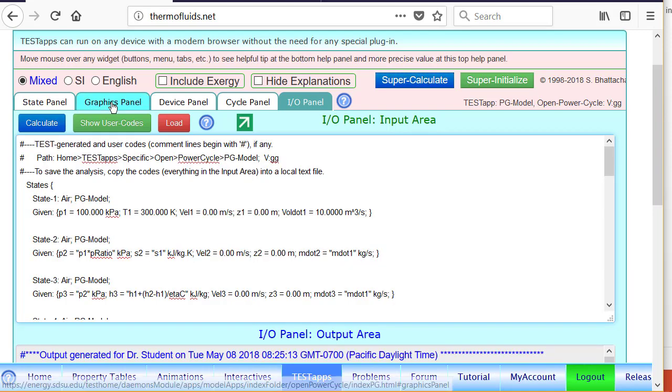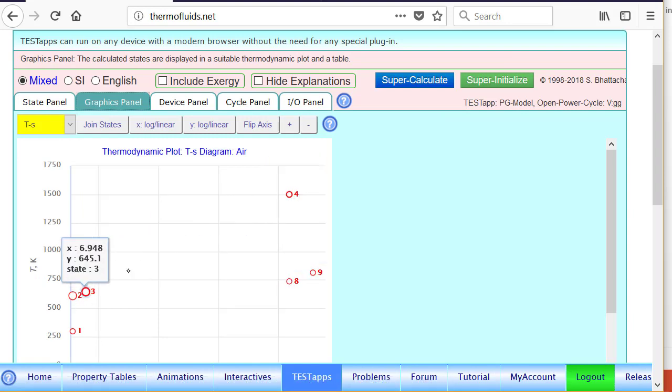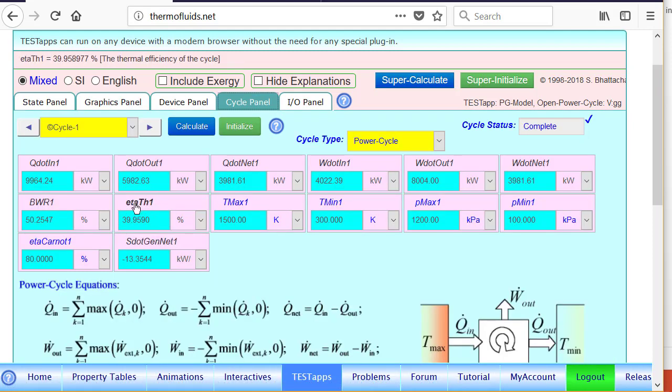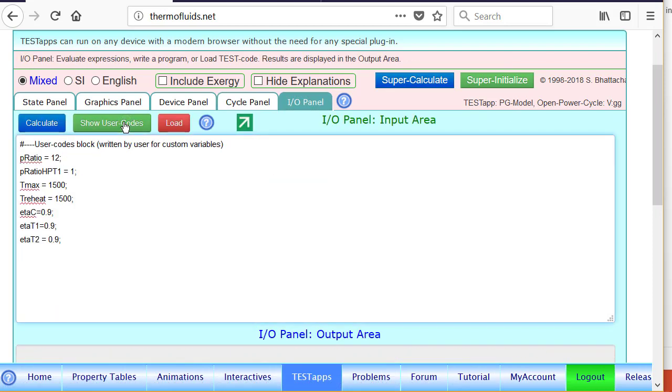So if you come back to the graphics panel, if you notice, the TS diagram resembles the old one, except the state numbers have moved slightly, and you can see that we get back the previous thermal efficiency of the cycle. So in other words, now we have a more general solution, and we can change these numbers to go back to any problem we have solved so far. Also, think of the wide variety of parametric studies you can do with these numbers. Again, we are going to build further on this and add a regenerator in the next example.